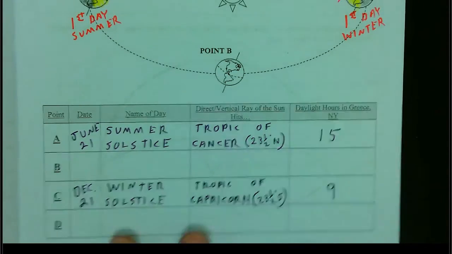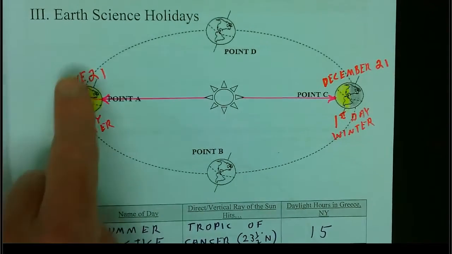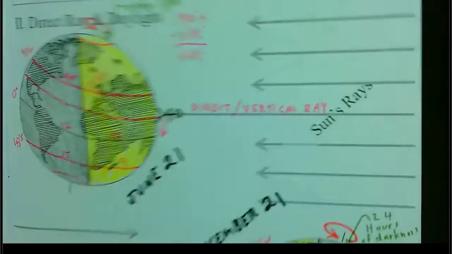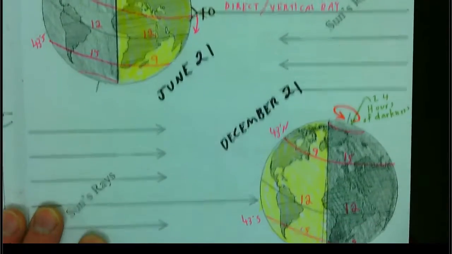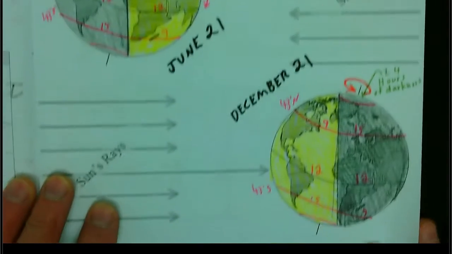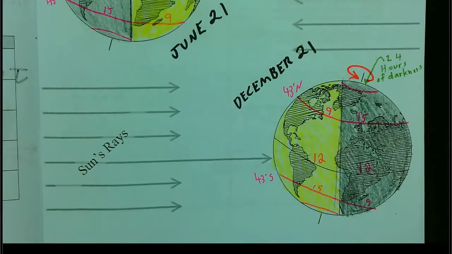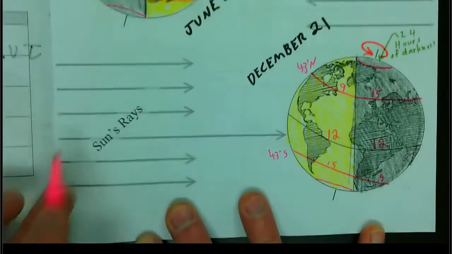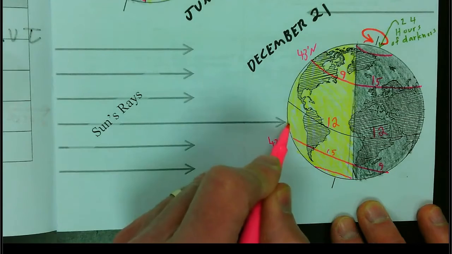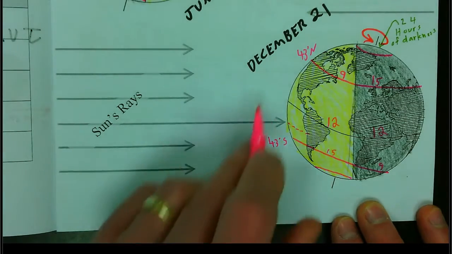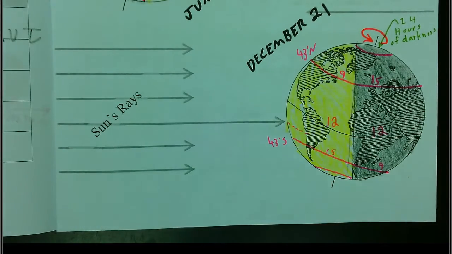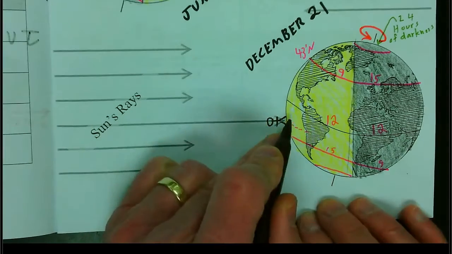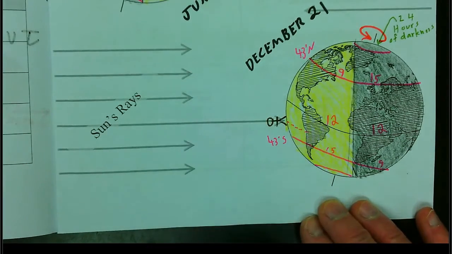Well, we're missing some information because there's 4 Earth science holidays, points A, B, C, and D. Yet over here, our focus was just on June 21st and December 21st. So on June 21st, the direct ray of the sun's hitting right here in the Tropic of Cancer. Here you can see it's hitting below the equator. There's the Tropic of Capricorn. That's that direct ray. So if you want the sun directly over your head on December 21st, you've got to head down here to the Tropic of Capricorn.